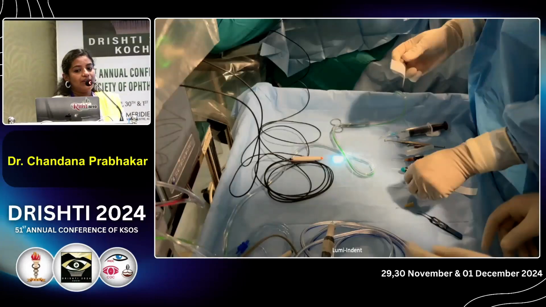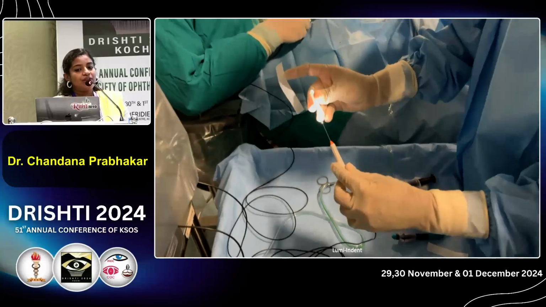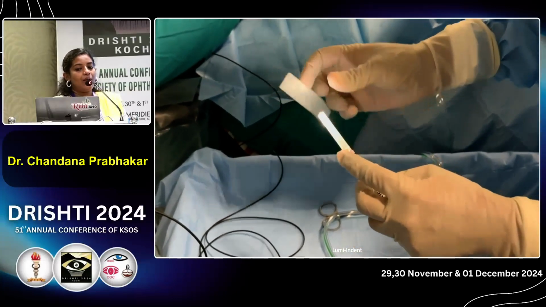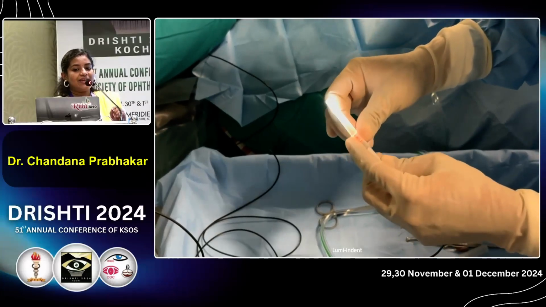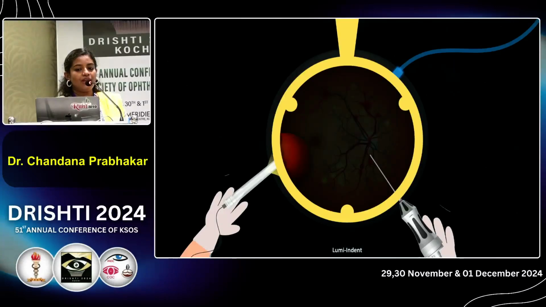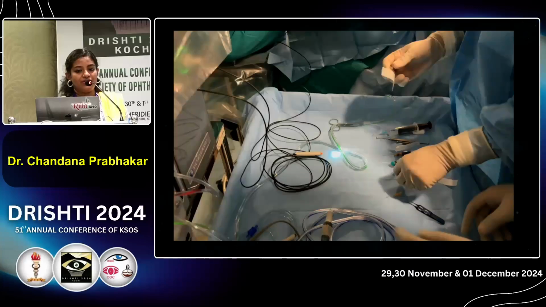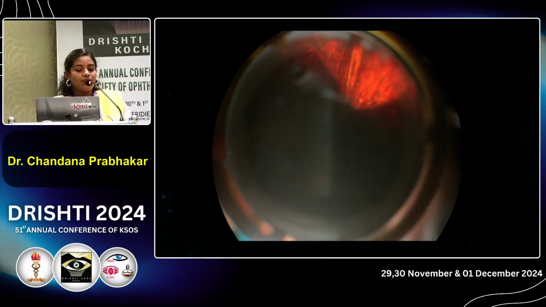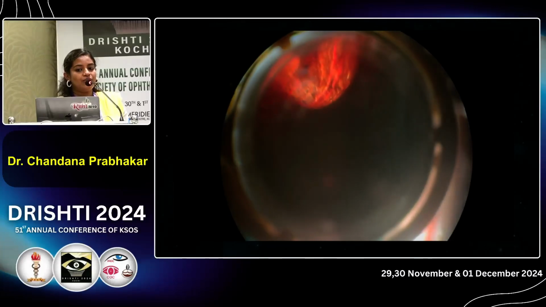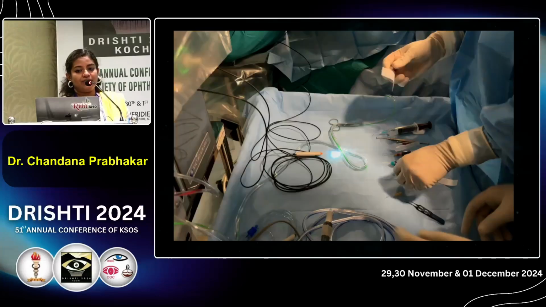This is how we have done it in the OT. The endo-illuminator is placed into the sterile hypodermic needle cap and secured in place with the help of a micropore, and this can be used as a combined scleral indenter and retinal transilluminator. So the surgeon can single-handedly manage the scleral indentation and transillumination. This is how the retina is visualized during vitreoretinal surgery using Lumi Indent. You can see the scleral indentation and the transillumination.